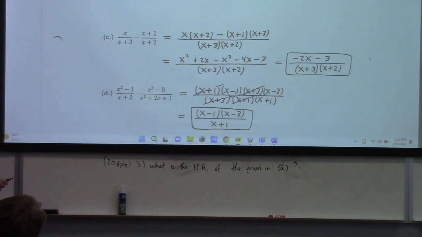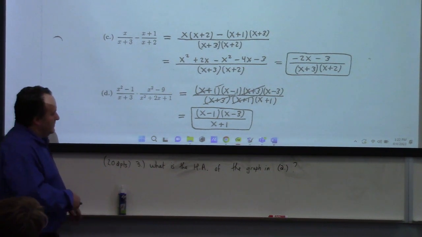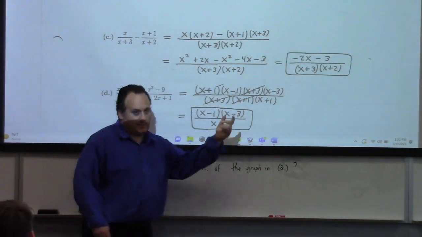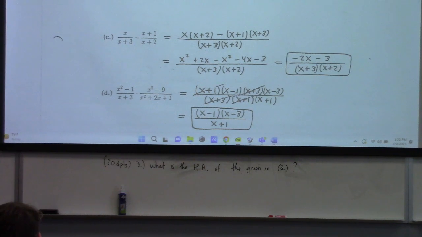So anyway, there's that. The basic theme here is to make a common denominator and then multiply things out, see if things cancel. And sometimes they do, right? The x squared and the x squared cancel. Here, there's a bunch of stuff that cancels, like the x plus 1 and x plus 1 cancel, x plus 3 and x plus 3 cancel there.